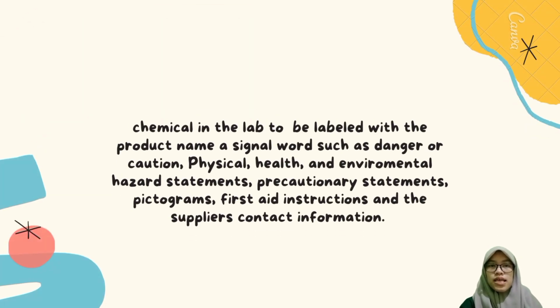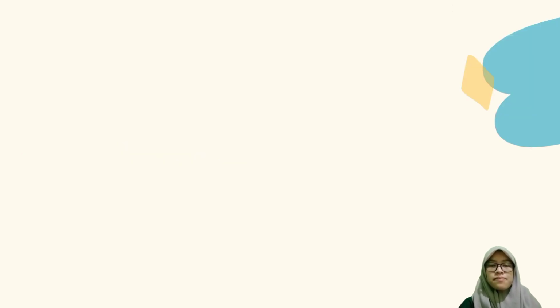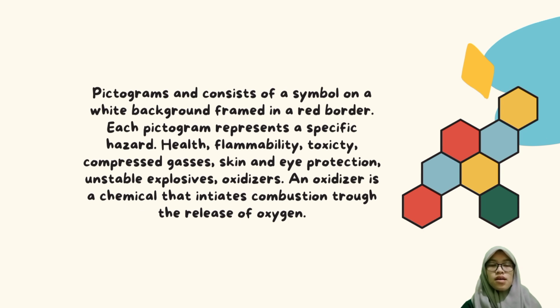The new GHS format requires chemicals in the lab to be labeled with the product name, a signal word such as danger or caution, physical, health, and environmental hazard statements, precautionary statements, pictograms, first aid instructions, and the supplier's contact information. Pictograms consist of a symbol on a white background framed in a red border.